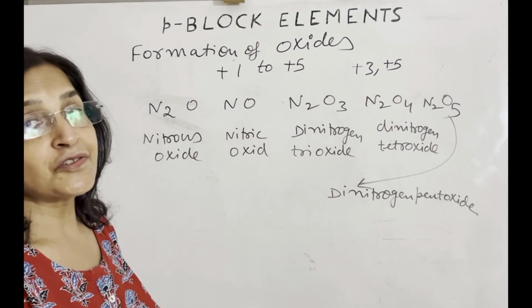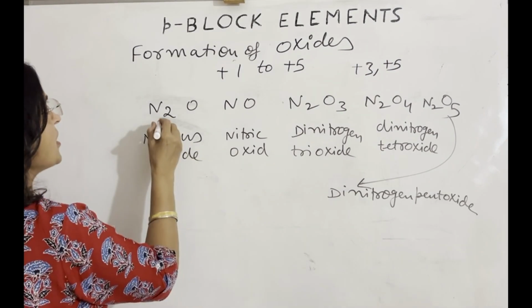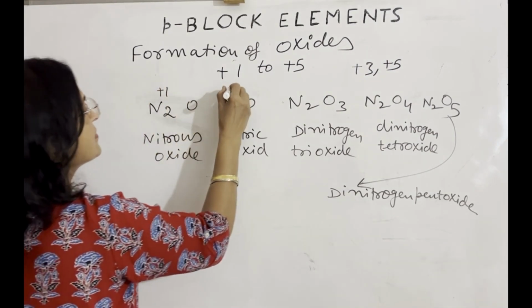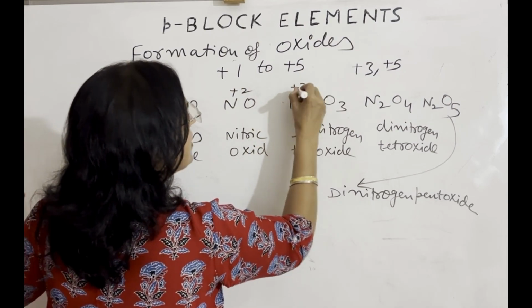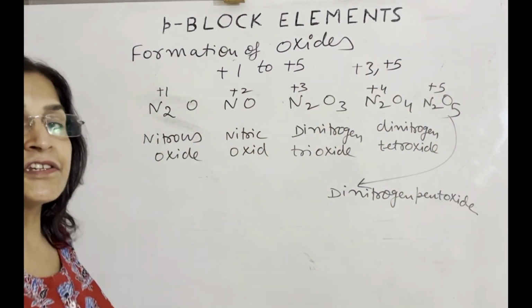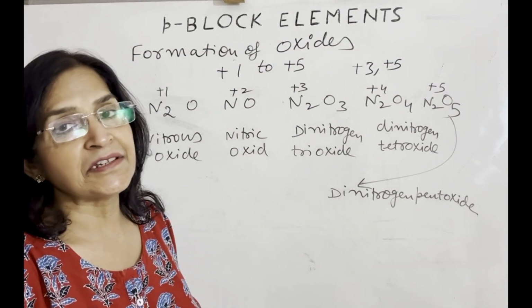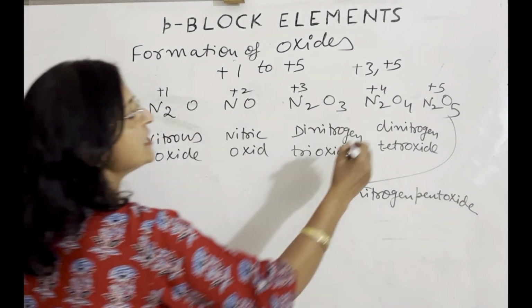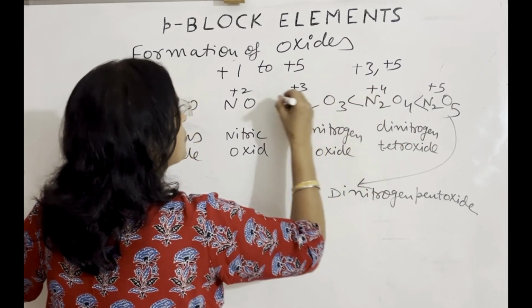These are the oxides of nitrogen. The oxidation state of nitrogen in these is +1, +2, +3, +4 and +5. Higher the oxidation state, more is the acidic strength. So acidic strength of these oxides varies in this order.